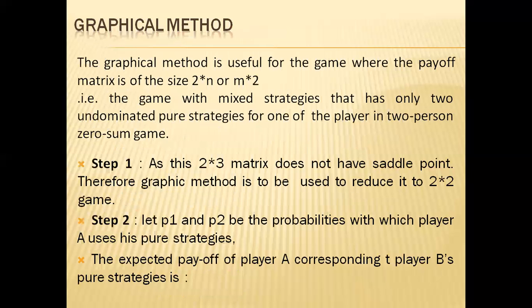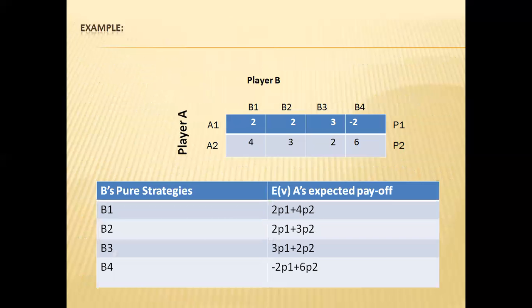Going on to the graphical method. The graphical method is useful for games where the payoff matrix is of size 2 by n or m by 2. That is, it is mixed strategies having two undominated pure strategies for one of the players in a two-player zero-sum game. Zero-sum game in the sense relates to no value, and we will have a detailed stepwise look at how the solution procedure needs to be carried out in the graphical method.